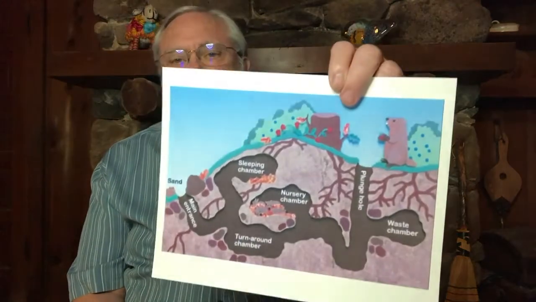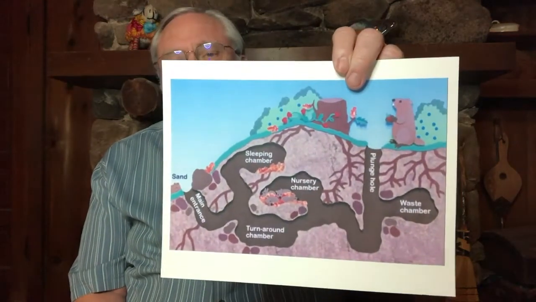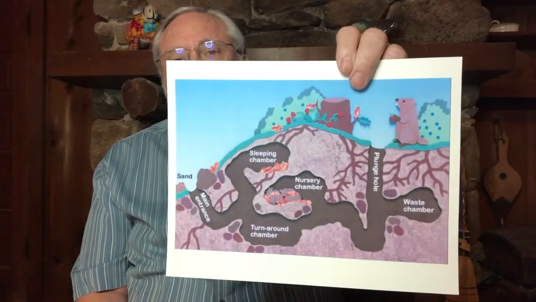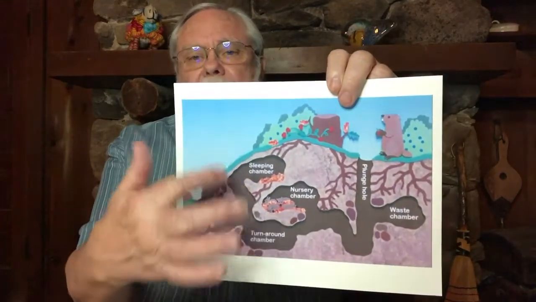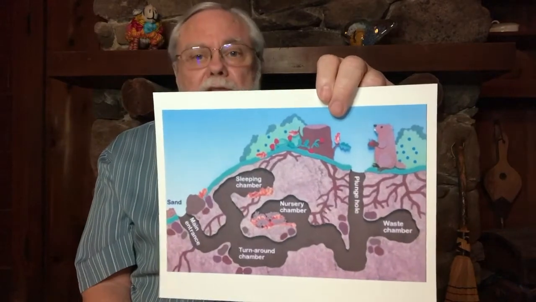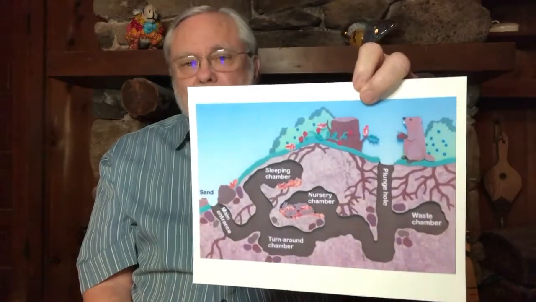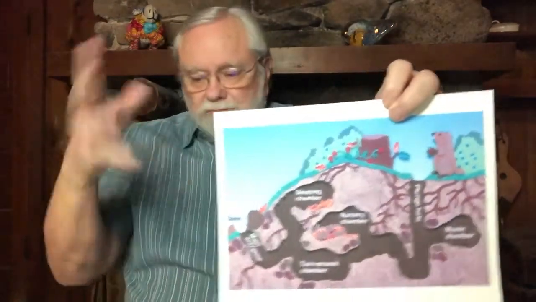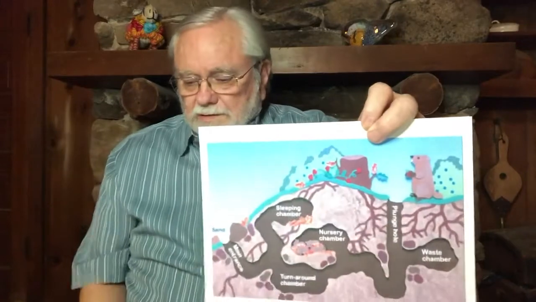Woodchucks live in burrows down under the ground, and this is a picture of a burrow. And their burrow, just like your house, has rooms in it. So they have a room for sleeping, they have a room for a bathroom, they have another room where they have their babies, and they have another room that's called a turnaround room, where they just go in and turn around and come back out again.